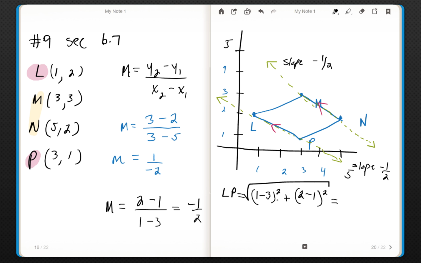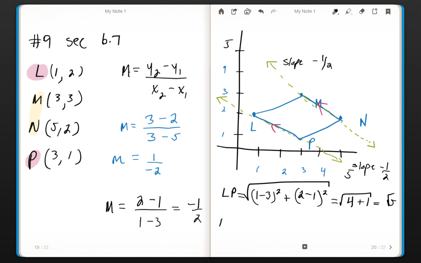Now 1 minus 3 is a minus 2, and when you square it, you get a positive 4. 2 minus 1 is a 1, and when you square that, you get a 1. So you end up getting the square root of 1 and 4. So it's the square root of 5. So the distance from L to P is the square root of 5.